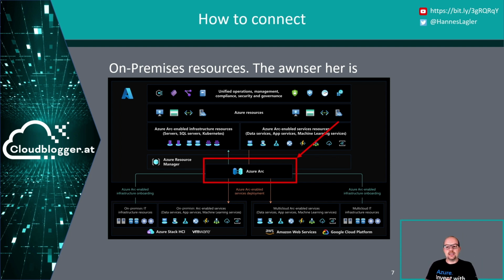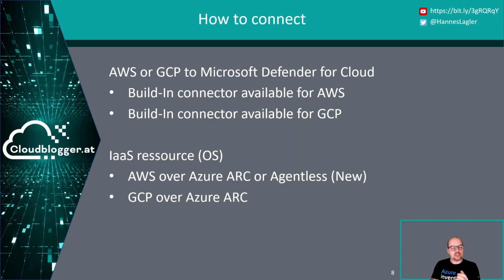You can see here it's possible to connect on-premises or Azure Stack HCI resources or VMware resources, depending on your environment, and also AWS and GCP. And here we have the two requirements. When you want to connect AWS, there's a built-in connector available for AWS. So what does this mean? You are connecting AWS and the connector scans your environment, your roles, also your security configuration.